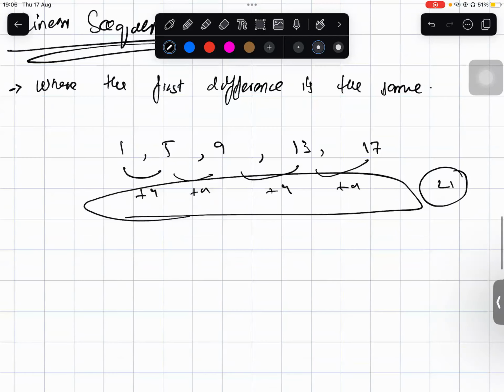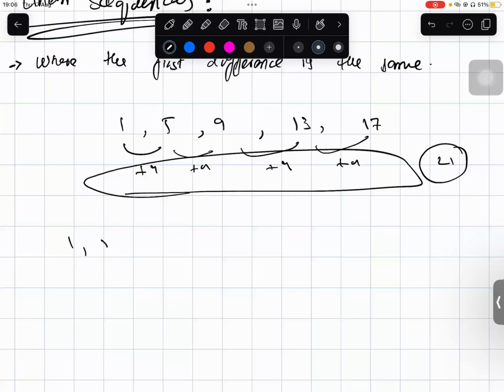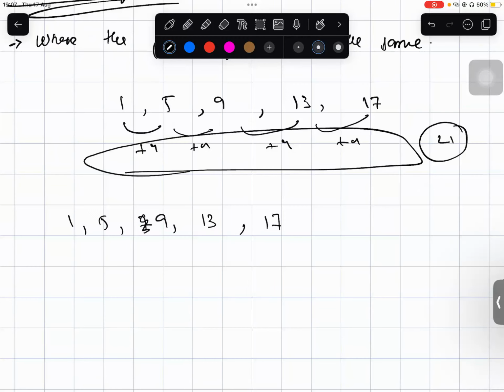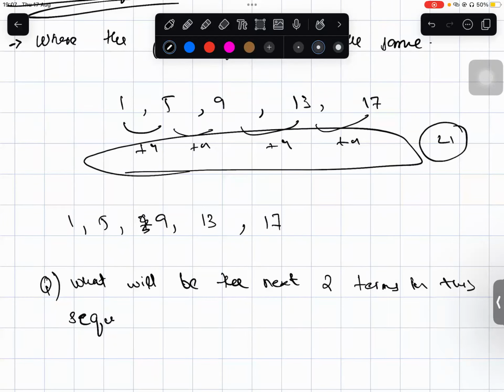Now, how do we solve? For example, you were being asked if you had the same sequence, 1, 5, 9, 13, and 17. The examiner can ask you many different sorts of questions. One question which can be asked is, what will be the next two terms in the sequence? What do you think the next two terms will be, Daniel?